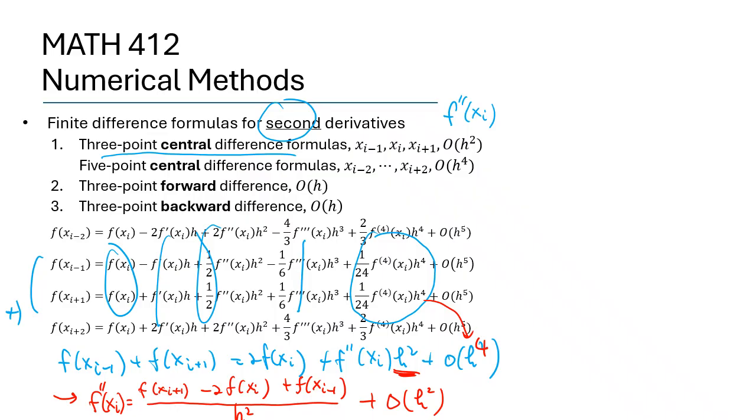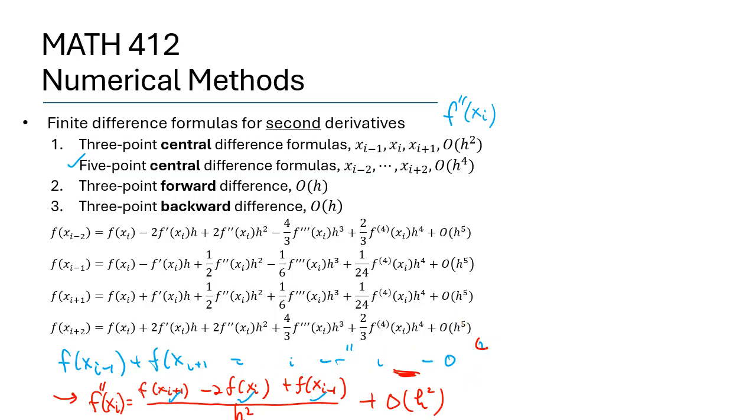It's a 3-point formula. We have used 3 points: 1, 2, 3. It's a 3-point central formula for the second derivative. Okay, it's so easy to get, right? We can also derive a 5-point central difference formula, with a similar process, that will use all those points.